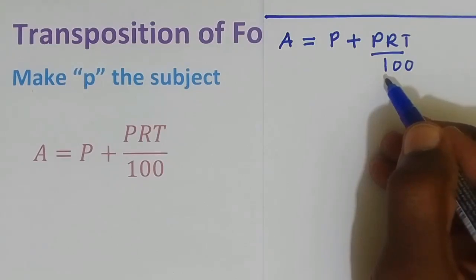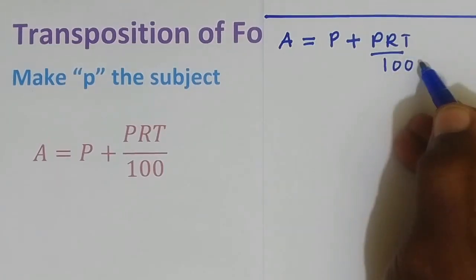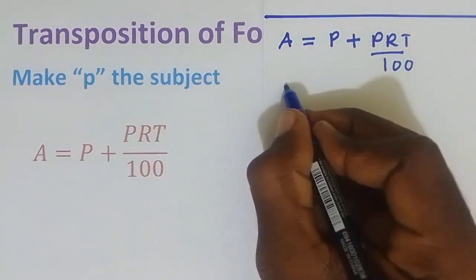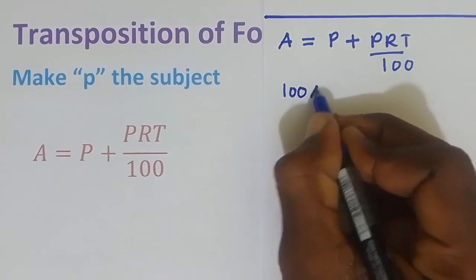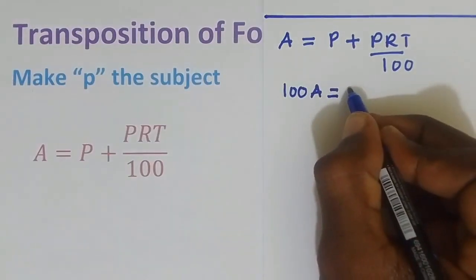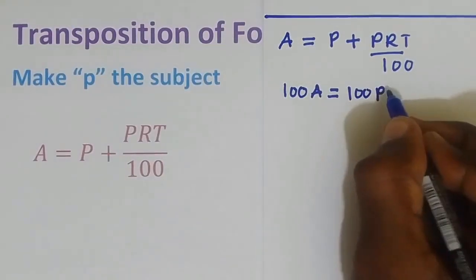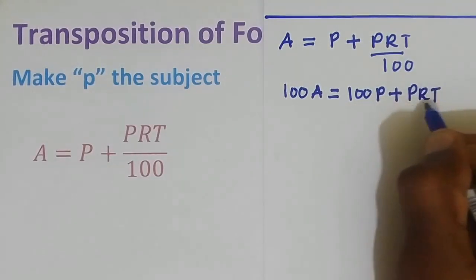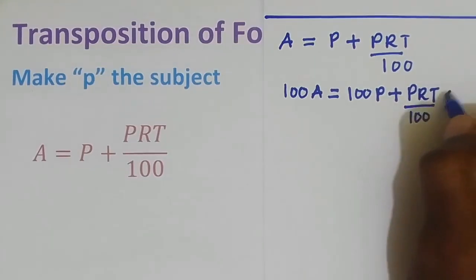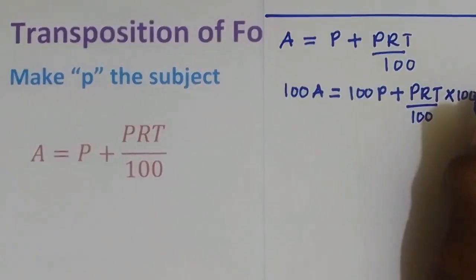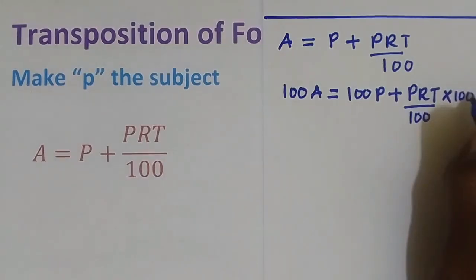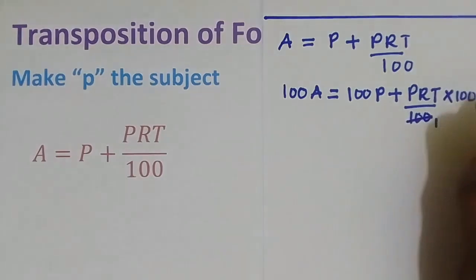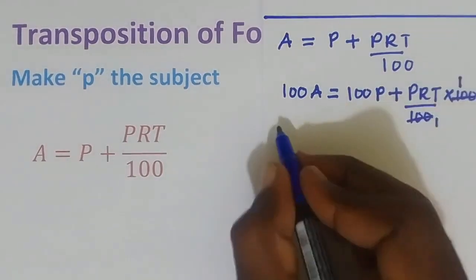The first step, let us eliminate this fraction here by multiplying 100 throughout. That is, 100A is equal to 100P plus PRT over 100 multiplied by 100. Here I can simplify by 100: 100 over 100 gives 1.